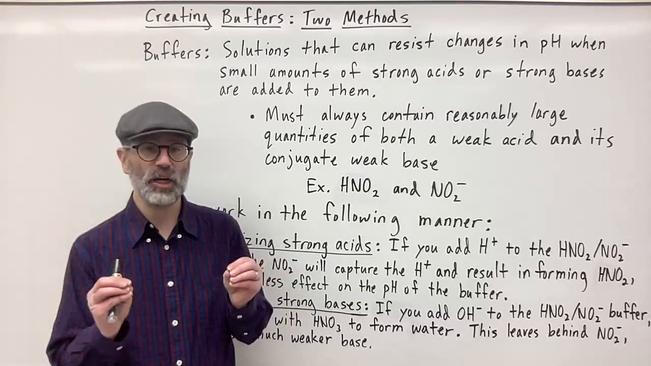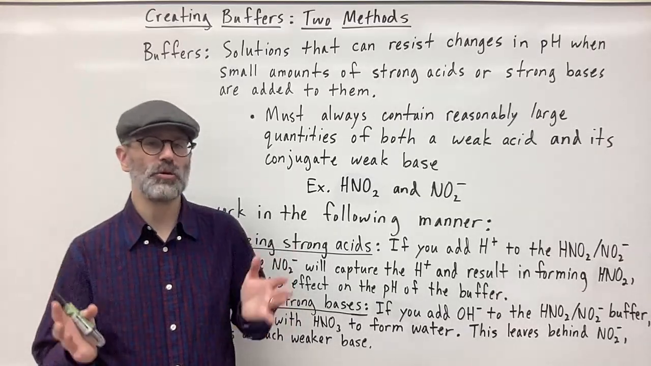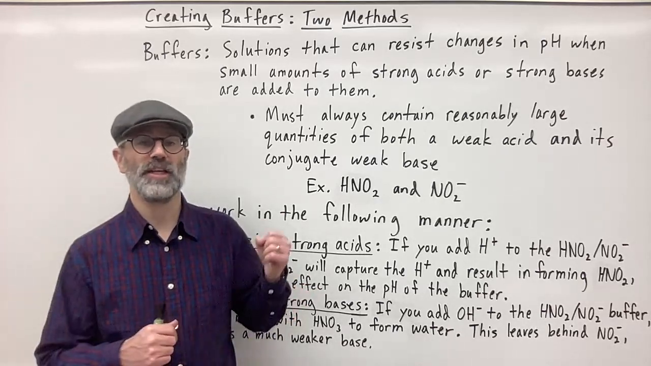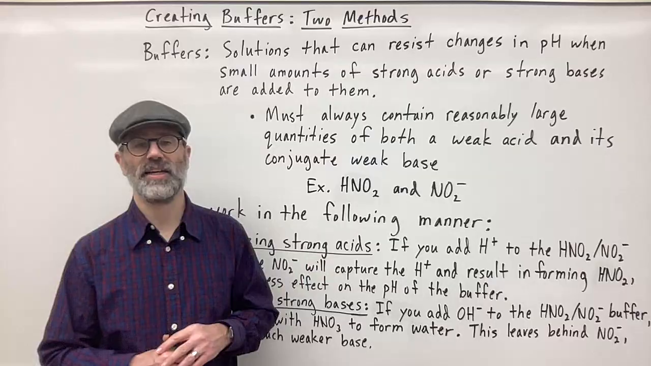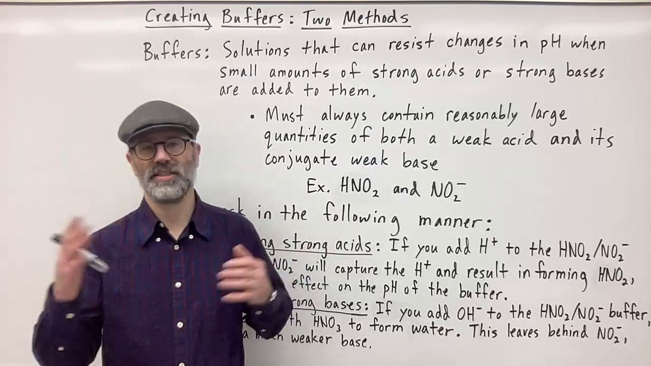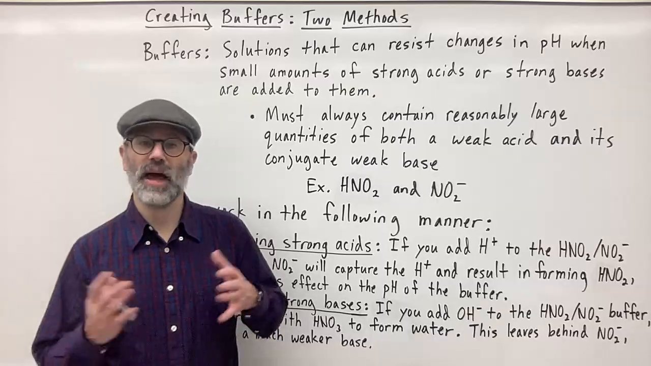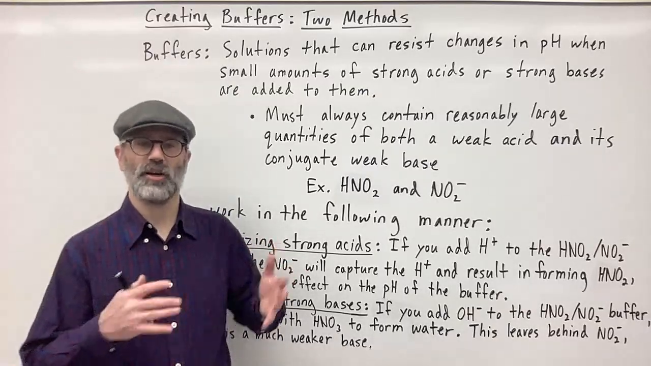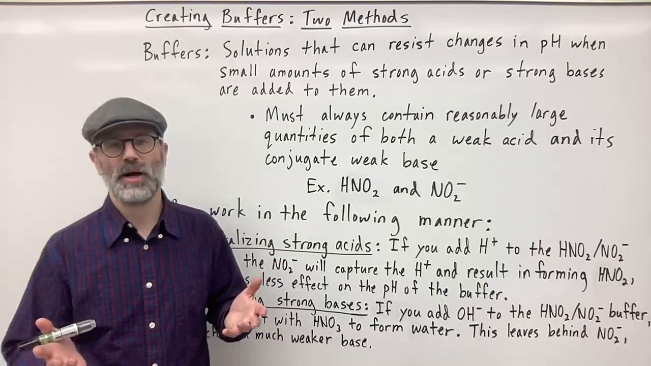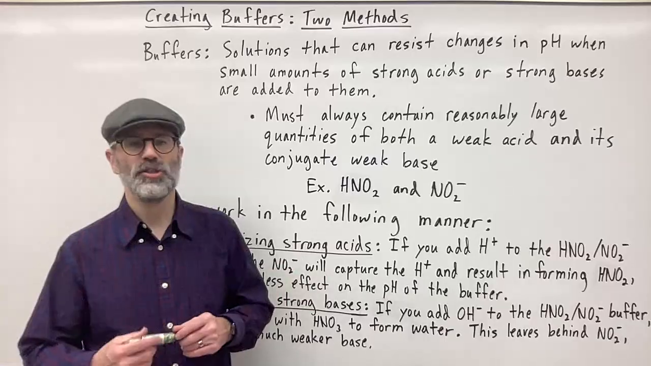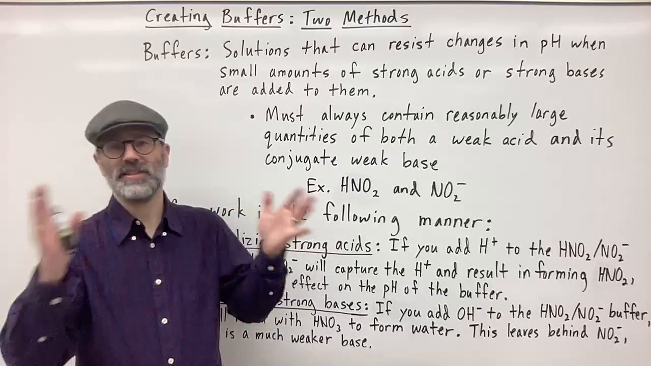Having a little bit of each one doesn't really make for a good buffer. But if you have large amounts of the weak base and its conjugate acid, or weak acid and its conjugate base, then that'll be a good buffer. And I'll explain why. In order to understand why you have to have large amounts, you kind of have to understand how they work. So basically, I'll set the stage.